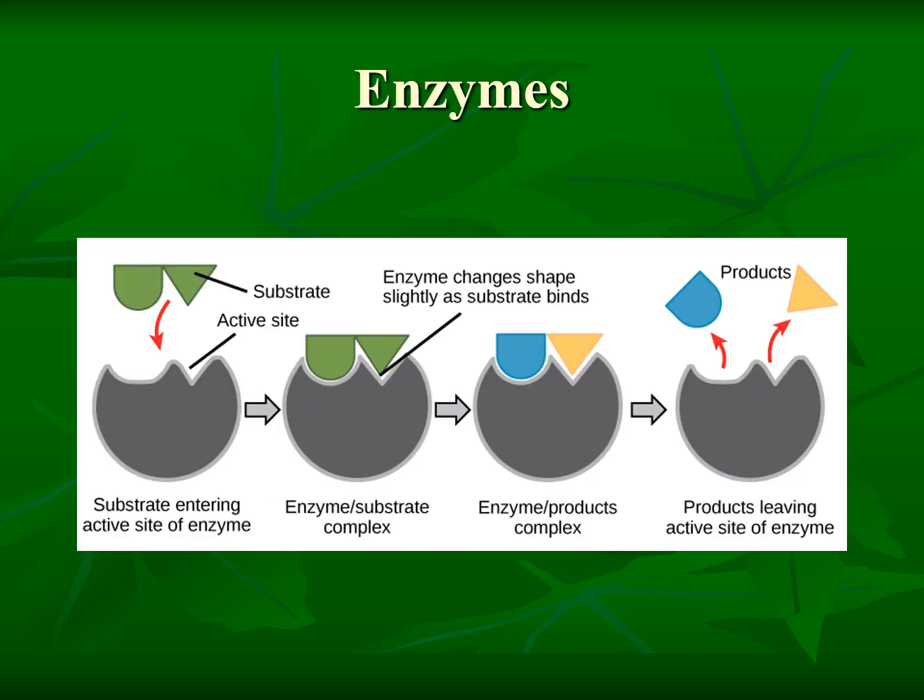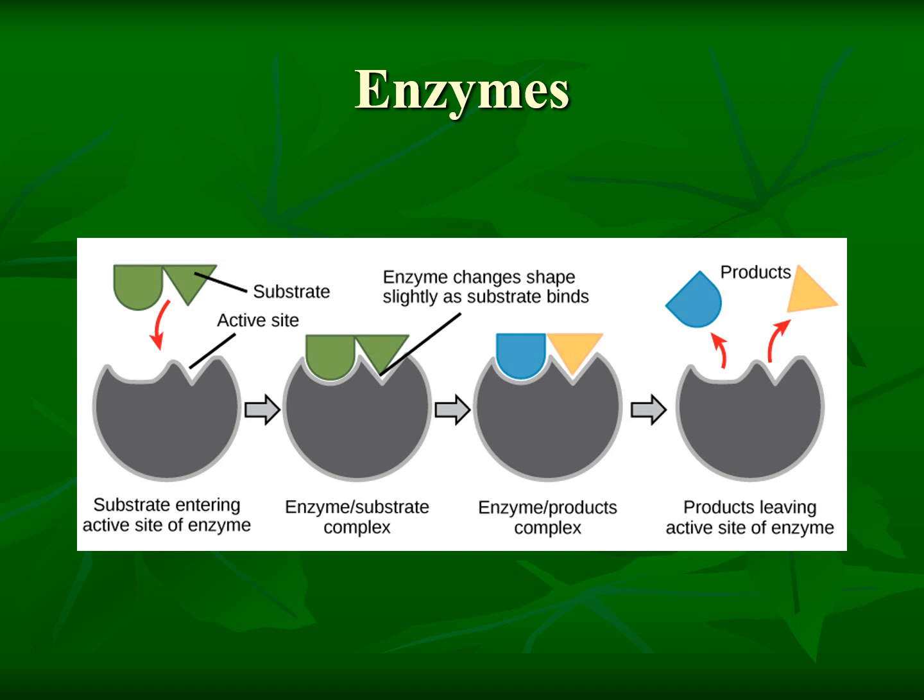Enzymes. Enzymes are a type of protein. Enzymes are catalysts, meaning they help speed up a chemical reaction. How do they do that? They decrease the amount of energy that you have to input initially to get the reaction started.